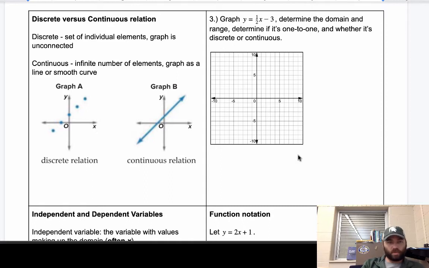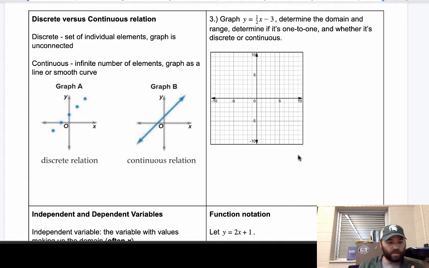A discrete relation is a set of individual elements, and the graph would be disconnected. So basically a bunch of points is a good way to visualize it. A continuous relation contains an infinite number of elements, okay? Graph as a line or a smooth curve. That's how we represent an infinite number of elements or an infinite number of points, with a line or a smooth curve, okay?